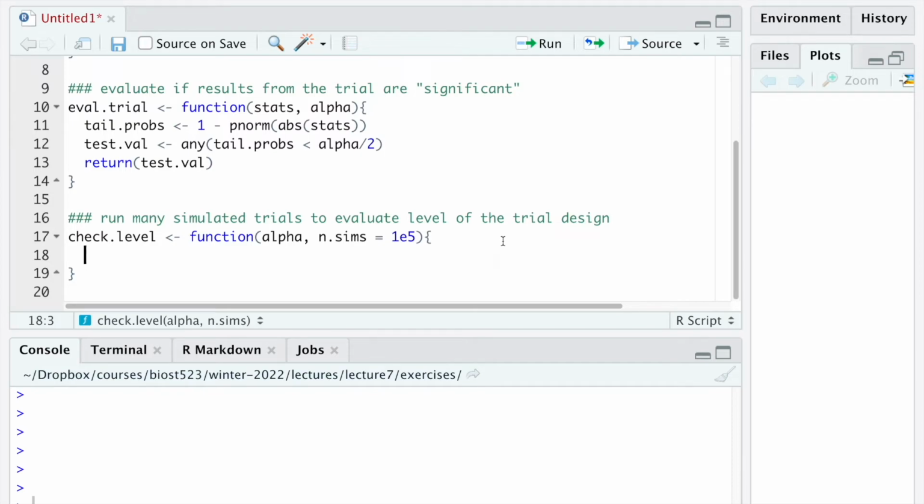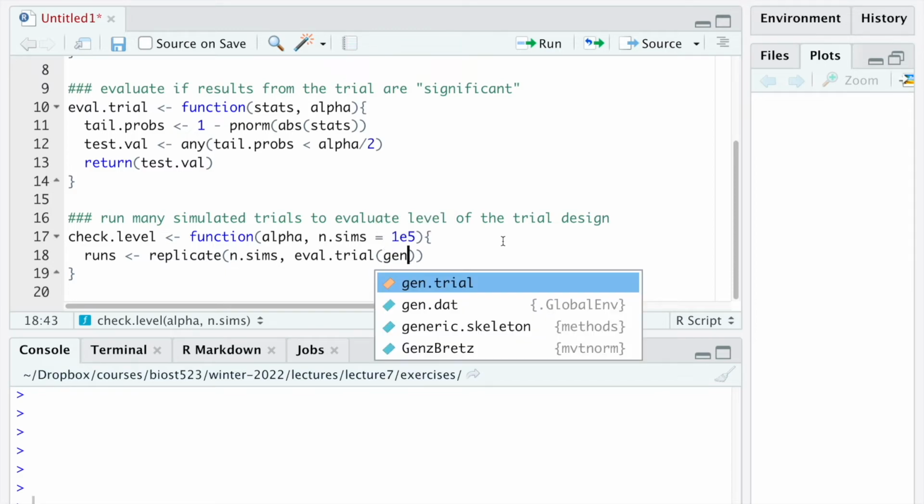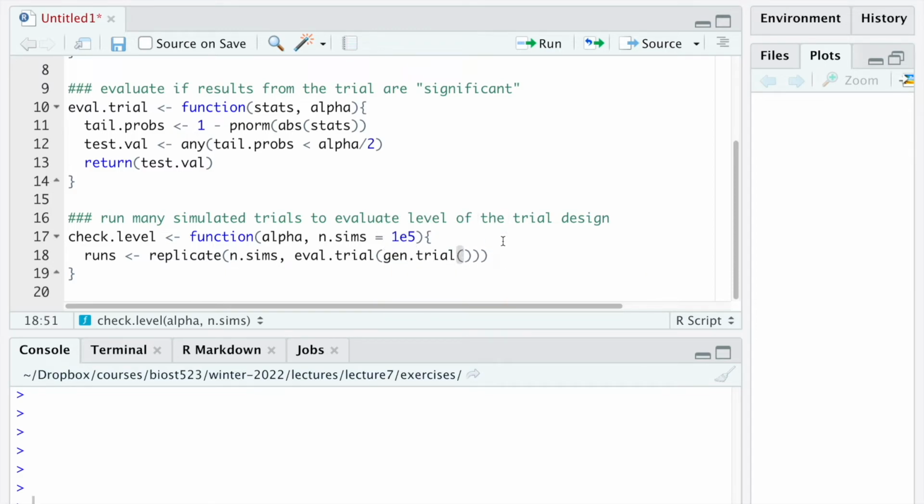The first thing to do is to use a replicate command to run all of those trials and then evaluate which of those are significant. So I'll make a variable for that called runs. I'm going to replicate this nsims times, and each time I'm going to run eval.trial on gen.trial and alpha. So let's just remind ourselves what this does. So nsims times, it runs gen.trial to generate a pair of statistics, and then it takes that pair and plugs it into eval.trial with significance threshold alpha.